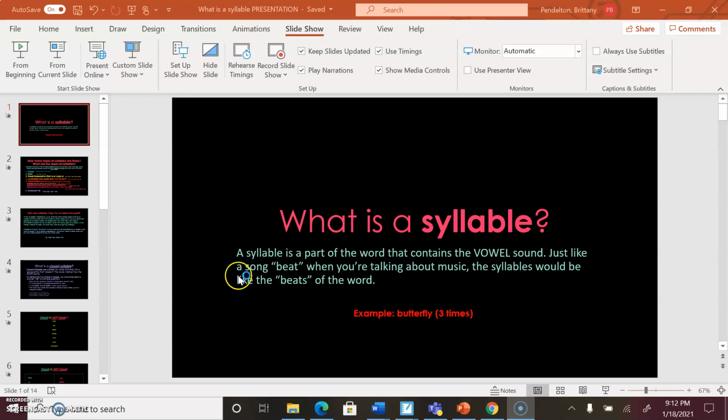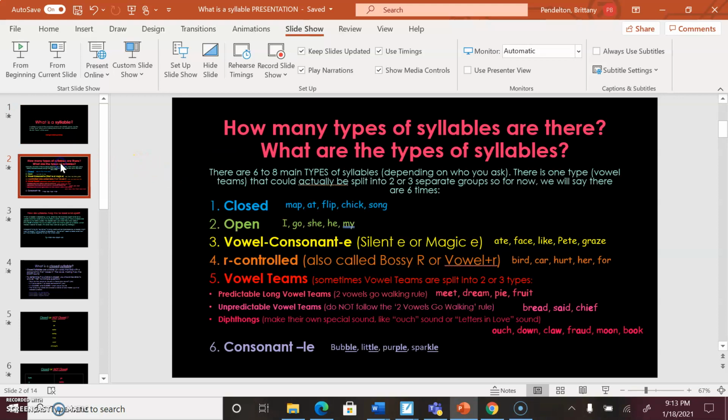If you forget, a syllable is a part of the word that contains the vowel sound. It's sort of like the beat of a song. A syllable is when your mouth comes open in a word to make a vowel sound. So every word has to have at least one syllable, and every syllable has to have at least one vowel sound. So if you have one syllable, your mouth will come open one time to make the syllable sound.